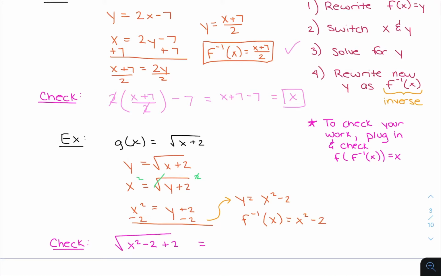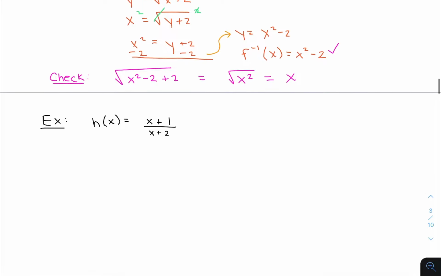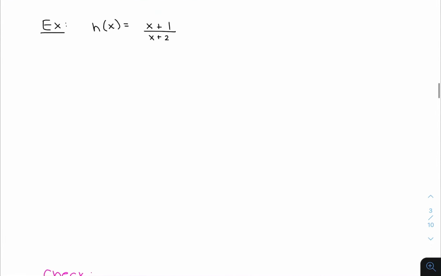If we simplify this, the 2's get canceled out, so we're left with x squared. And again, a square root and a square get canceled out, so we are left with x. So this is our inverse function. Now let's try to find the inverse of the function h of x, which is equal to x plus 1 over x plus 2. So here we're going to perform the exact same steps.